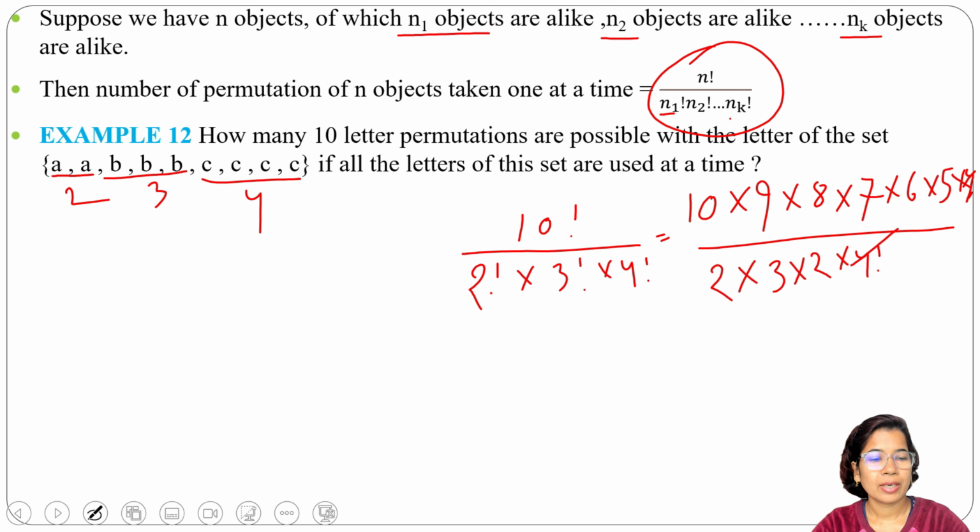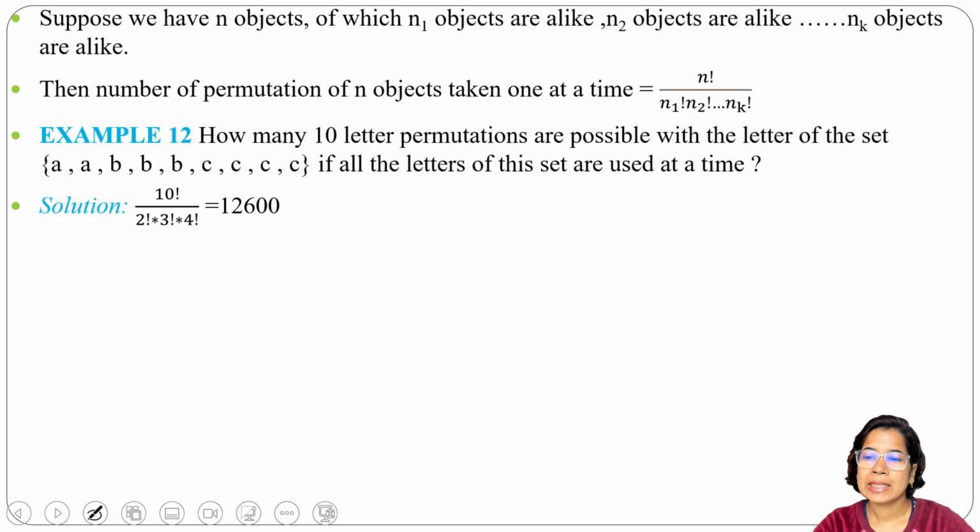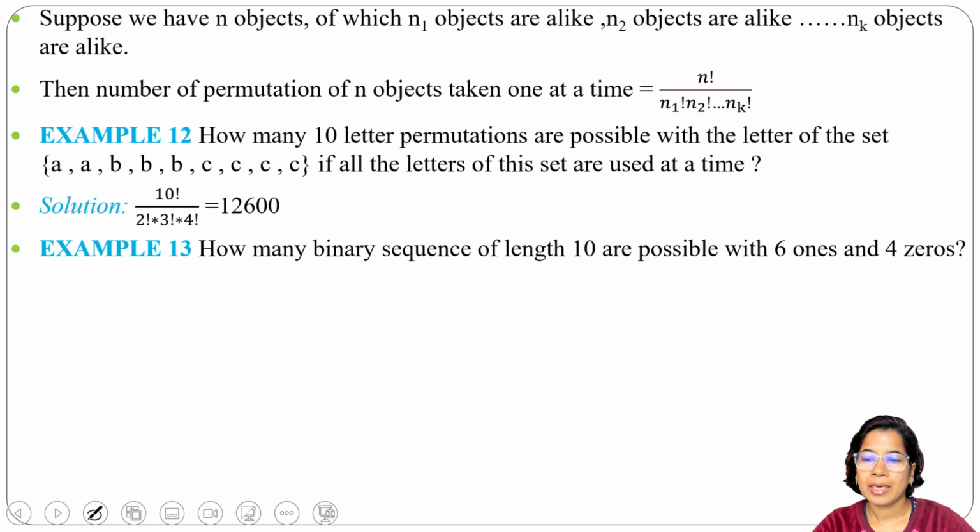So this 4 factorial will be cancelled. Then 2, 3, 6 will be cancelled. This 2 can be cancelled with 8, so it's 4. After simplification, we'll get 12,600. Next example, example 13.